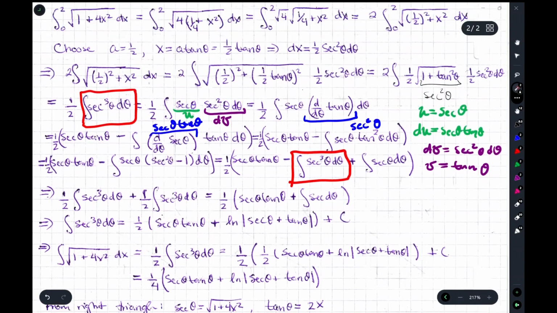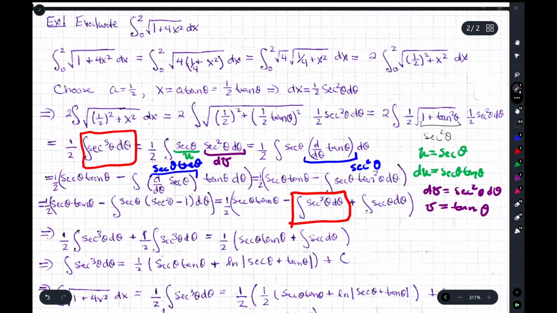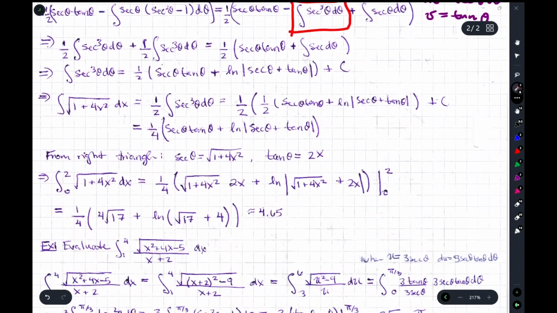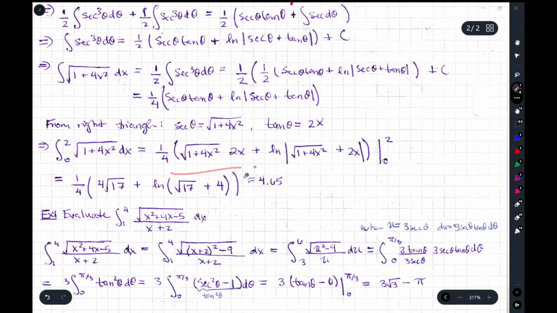And notice here that although I kept my bounds, I removed them when I started working here. The reason being, I didn't want to solve for arctan of 0 and arctan of 2 or 4, to change the bounds in terms of theta. And we're allowed to do that as long as we return back to the expressions with x. And so I do return back to the expressions with x, and I do return my bounds. And when you plug in your bounds, you will get that result there.